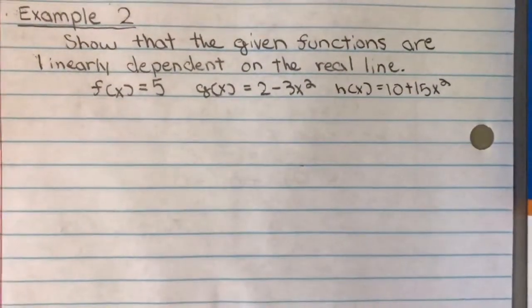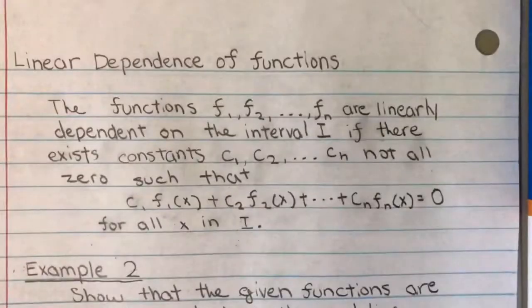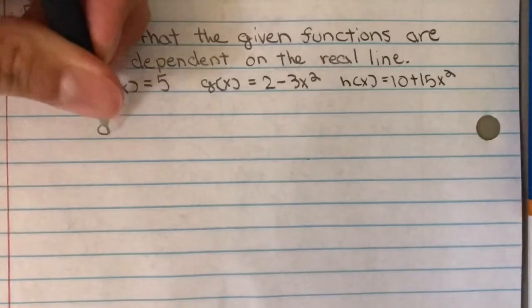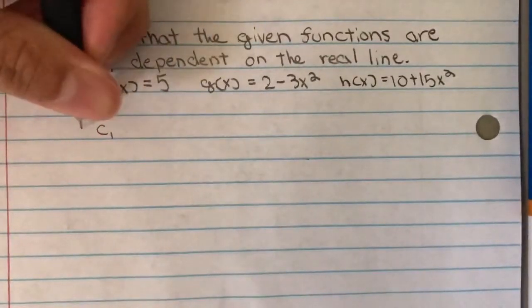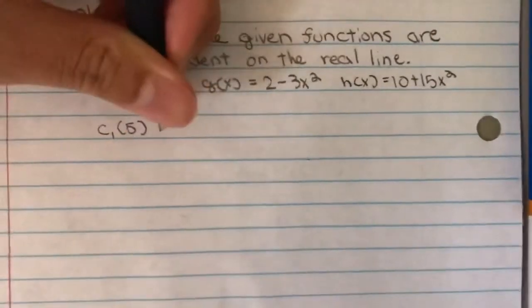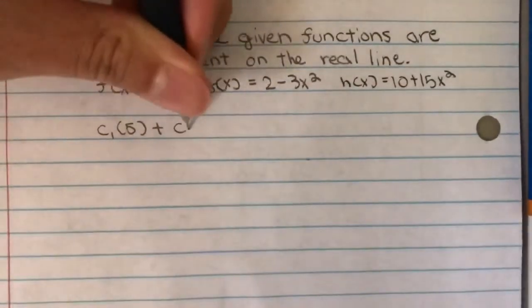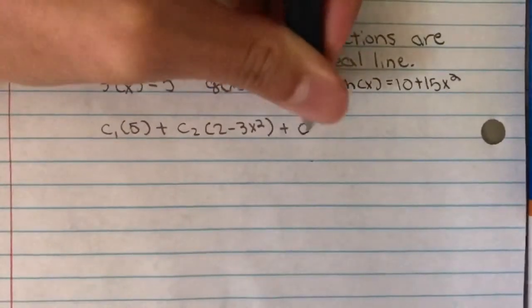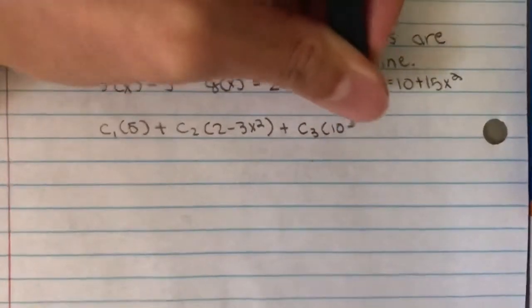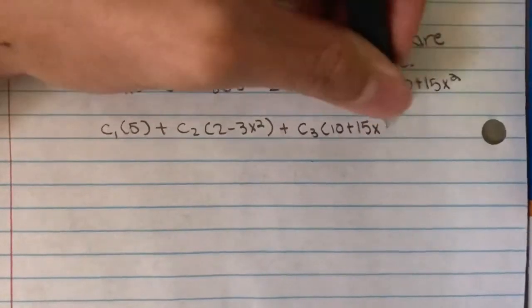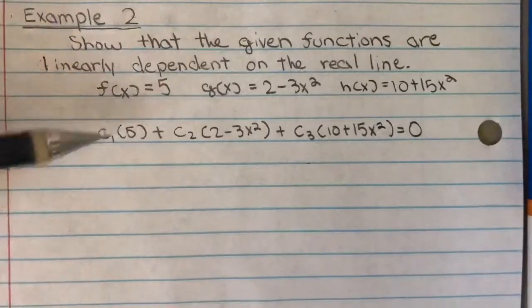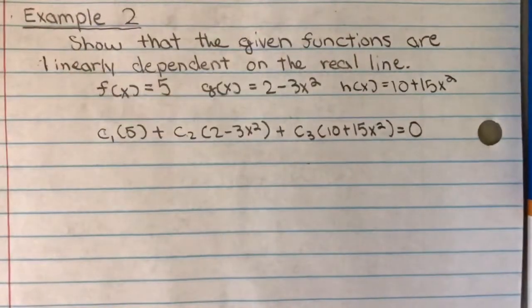So plug it into the equation from the definition here. So it's going to be c1 times 5 plus c2 times (2 minus 3x squared) plus c3 times (10 plus 15x squared) equal to 0. And our goal is to find c1, c2, and c3 where not all of them are 0.